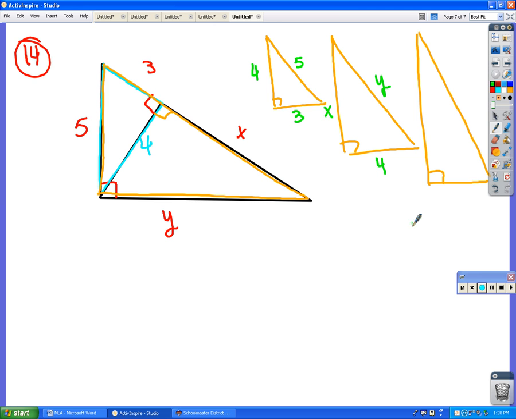Okay, good. And then for the whole big triangle, this is a little bit trickier. What is the hypotenuse? 3x. Good, 3 plus X. What is the short leg? And the long leg is Y. Okay, so now, Hannah, you want to set us up with some proportions that we can use to solve?